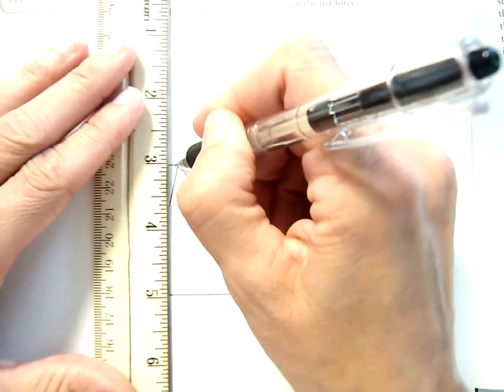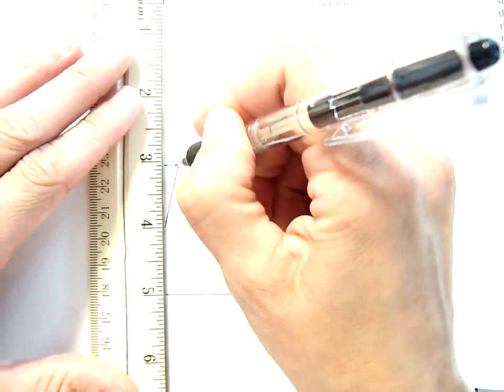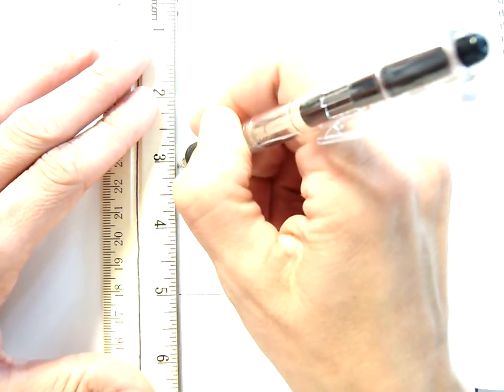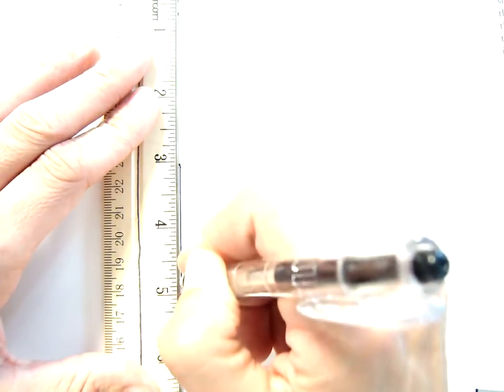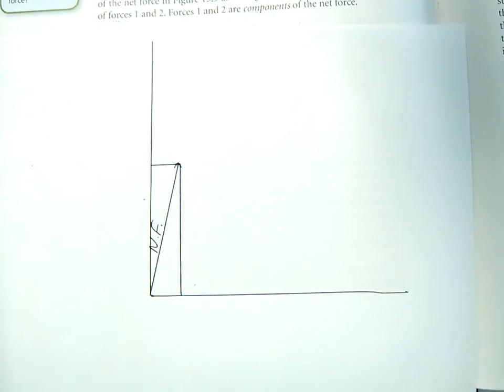I'm going to go to my corner, and I'm going to draw a line parallel to it. So let's move it this way a little bit. Okay. Hopefully that's parallel. I'm not the best. It's pretty close to being parallel.